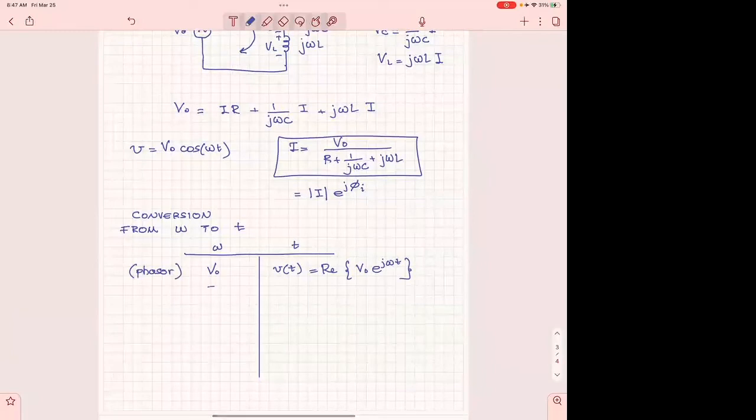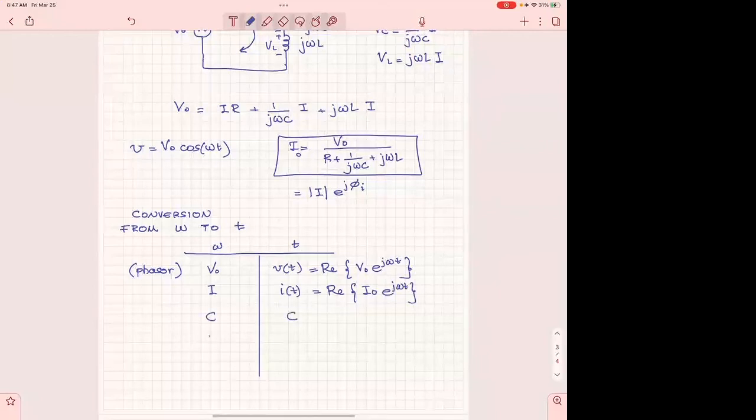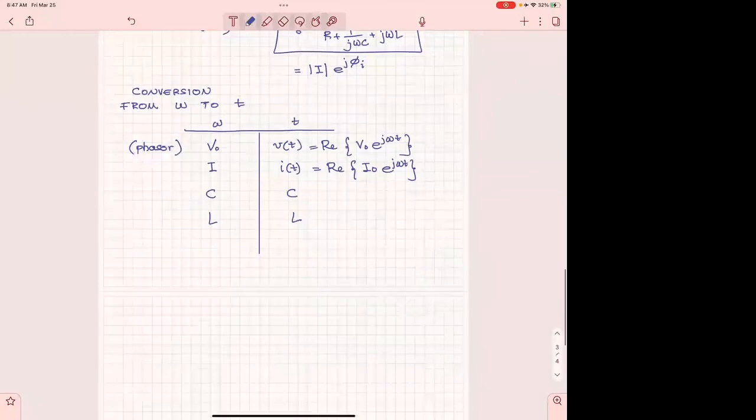I of t will be the real part of the I that I found here. Let me call it I naught in this particular case. I naught e to the j omega t. Then of course, C is going to remain C, and L is going to remain L in their locations. Where now V of t becomes V naught cosine omega t, exactly what I had.